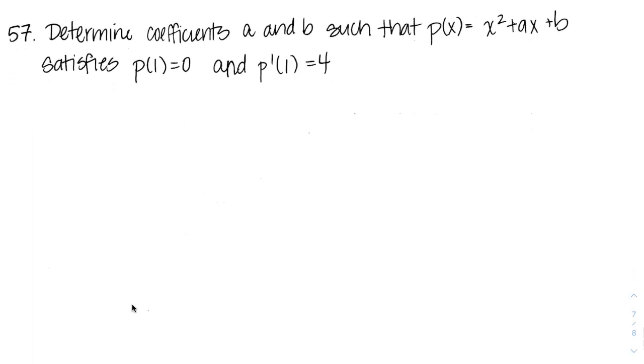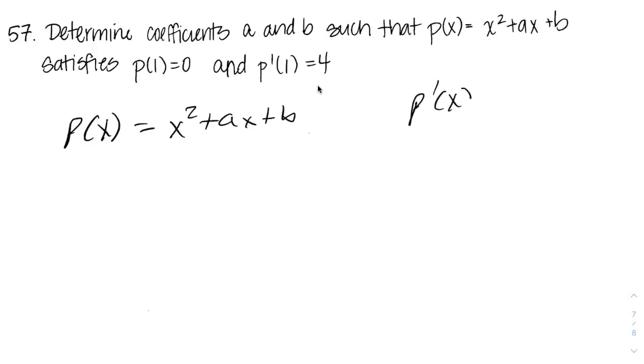Okay, one last one. Determine the coefficients a and b such that p of x equals x squared plus ax plus b satisfies p of 1 equals 0 and p prime of 1 equals 4. So a couple things going on here. They're asking for p of x, and they're asking us about p prime of x. Well, let's figure out what p prime of x is, just like we did earlier. Take a derivative of this. Bring the 2 down, subtract 1 off: 2x.